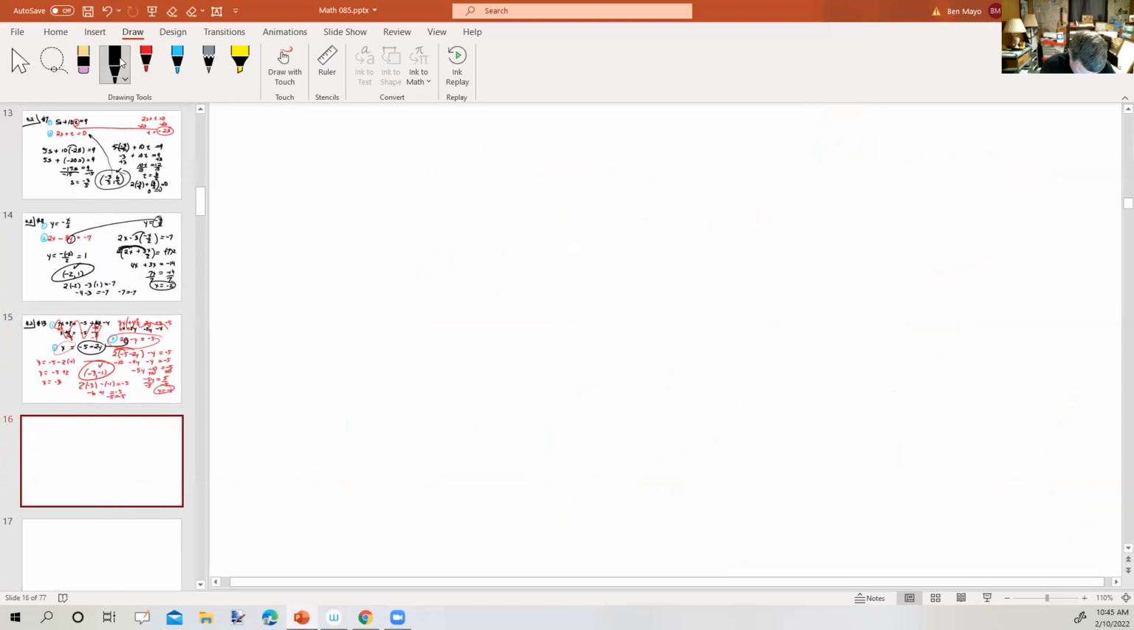All right, so this again is from section 4.2. This is number 7, but a different version from the one I did earlier, slightly different. Again, we're going to use substitution. The first equation is 5s plus 10t equals 6. The second equation is 2s.